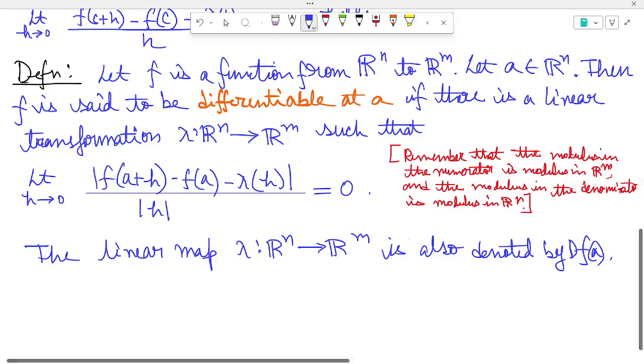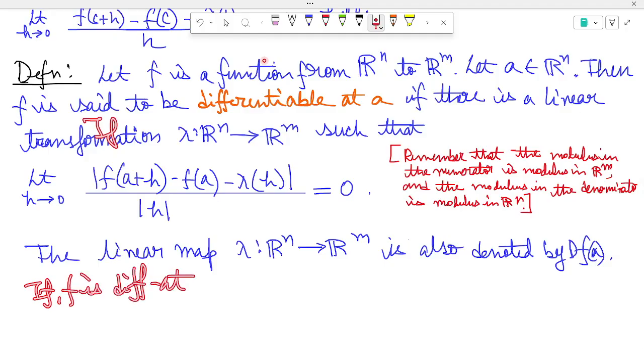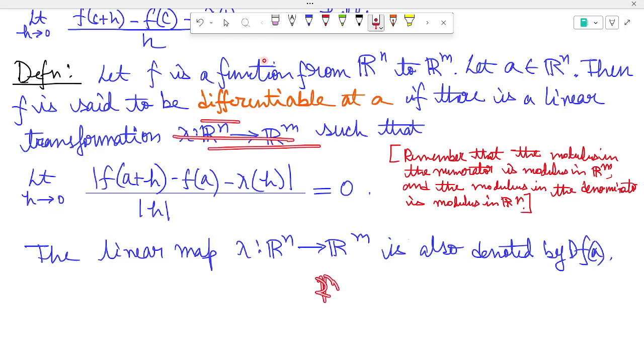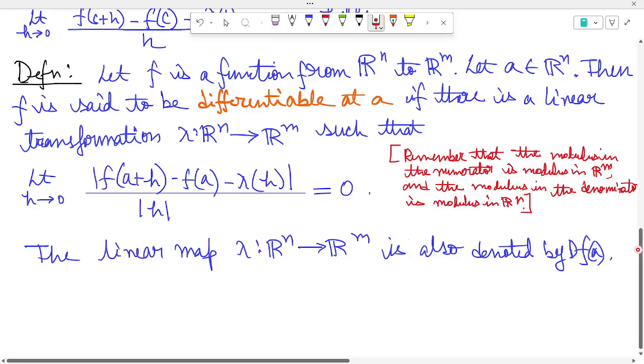So if f is differentiable at every a belonging to Rn, then f is said to be a differentiable function, because differentiability at one point does not ensure that it will be differentiable at some other point. Right?